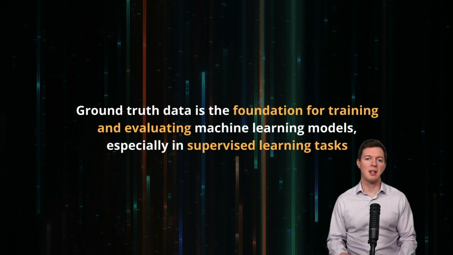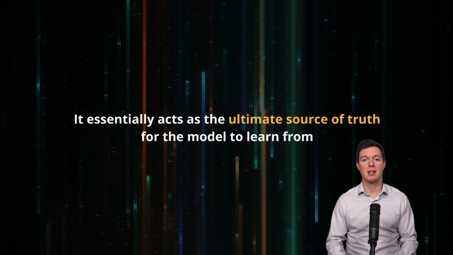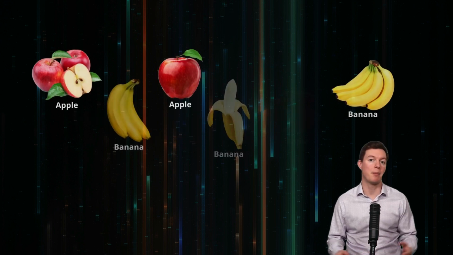Ground truth data is the foundation for training and evaluating machine learning models, especially in supervised learning tasks. It essentially acts as the ultimate source of truth for the model to learn from. Basically, it's the labeled data you have that is absolutely correct and unambiguous.